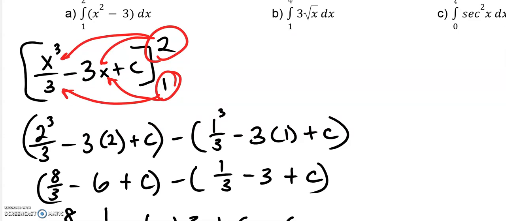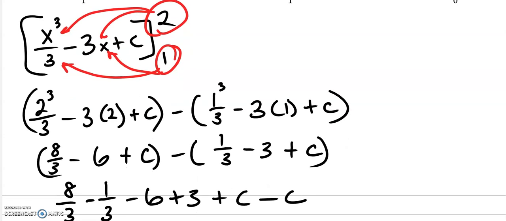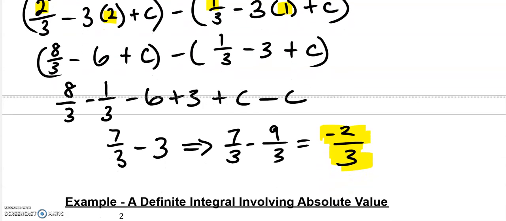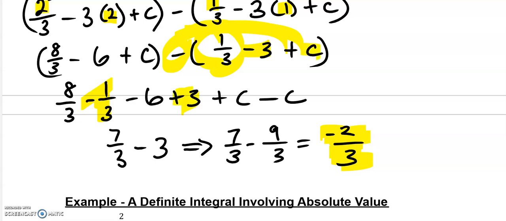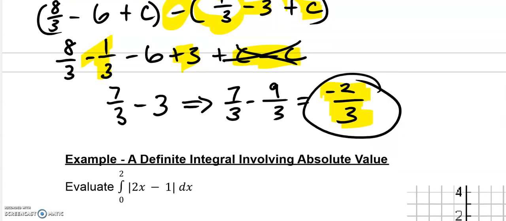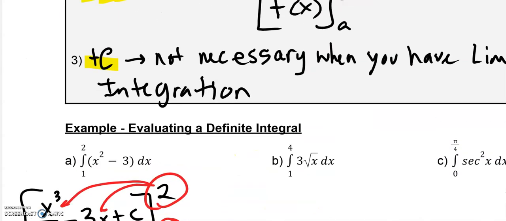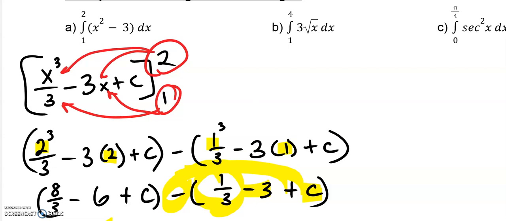So I'm showing all of my steps. When we plug in our upper, plug in 2, you get 2 to the third over 3 minus 3 times 2 plus C. Plug in your lower, you get 1 to the third over 3 minus 3 times 1 plus C. And then you just simplify from there. Don't forget to distribute that in. So that changes the 1/3 to a negative 1/3, the negative 3 to a positive 3, and that positive C to a negative C. You can see right there that your C's cancel, right? So those are gone. And then when you simplify the rest all the way down, you get negative 2/3, which represents the area under the curve of the function x squared minus 3 from 1 to 2.